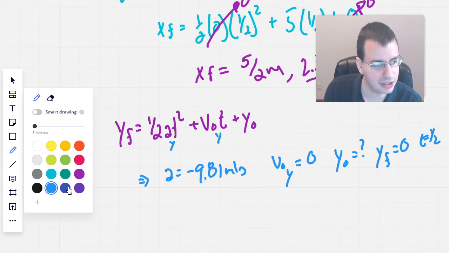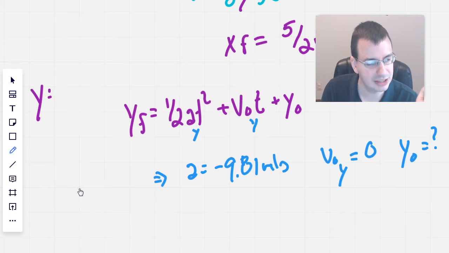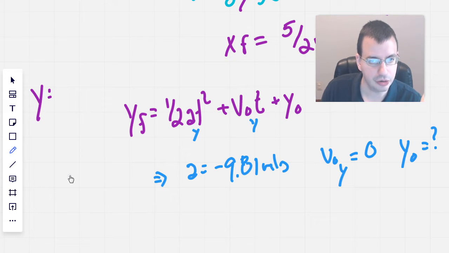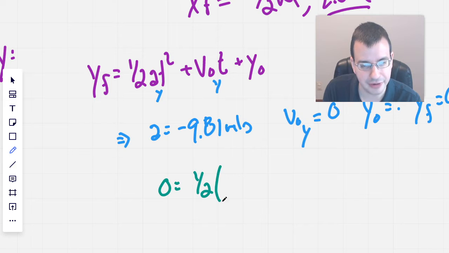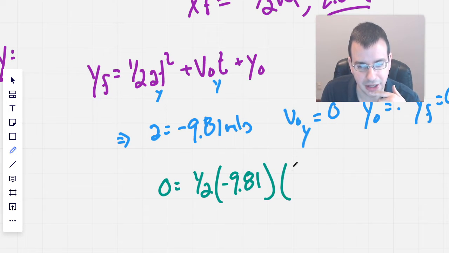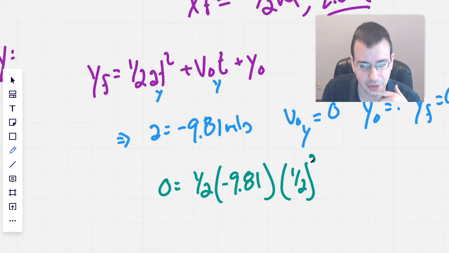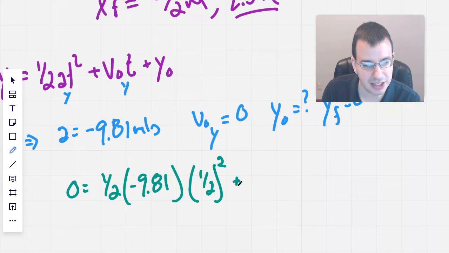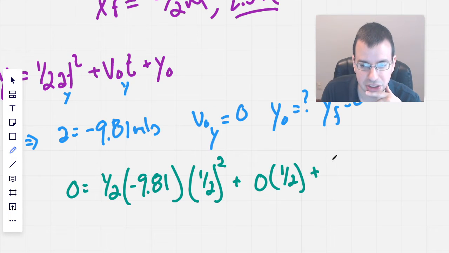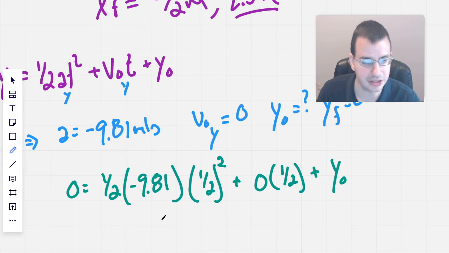Run out of colors that I like. Looks like dark green. I want to do dark green. Okay, so plugging everything in, y final 0 equals 1/2 times a, which is negative 9.81. You can just do 9.8, but then I feel bad about using just 9.8 when I can be more exact. 1/2 squared, because that's time. Initial velocity, which is 0, again times the time, plus the initial height, which is just y naught, because we don't know what it is.